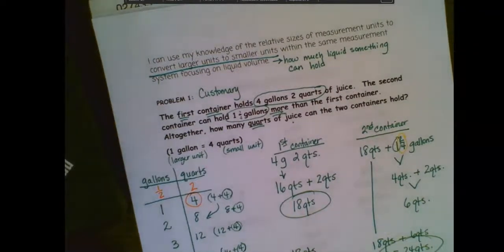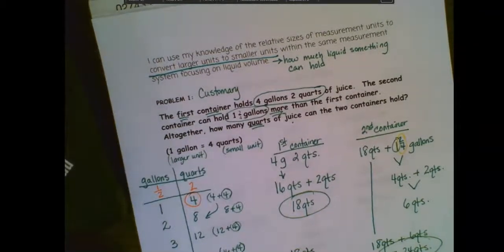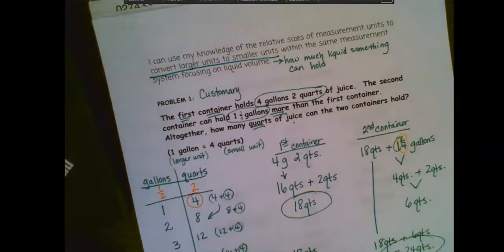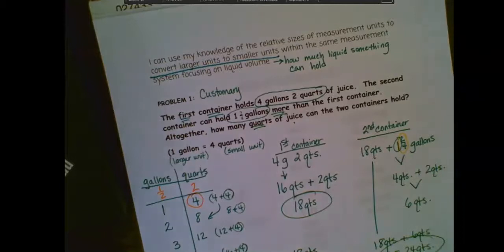But I'm still not done. That's right, you got it. I need to write the answer out in a complete sentence. The 2 containers can hold 42 quarts of juice. And that is my final answer.